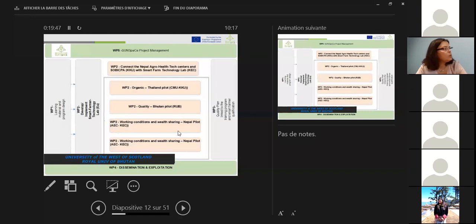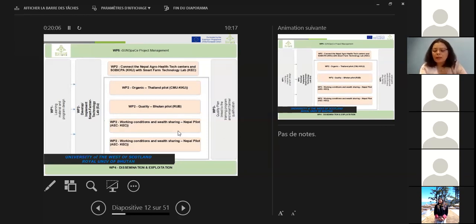And in this work package, we are implementing 3 pilots. One is the organic pilot, the quality pilot, and the working condition and wealth sharing pilot. And these pilots will be presented afterwards by our partners.